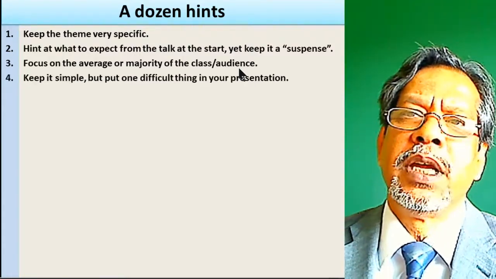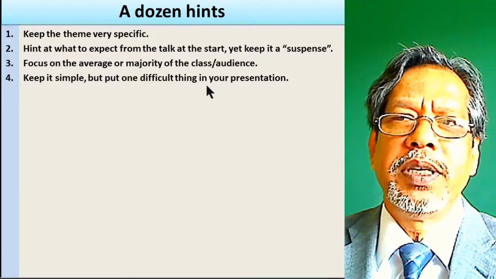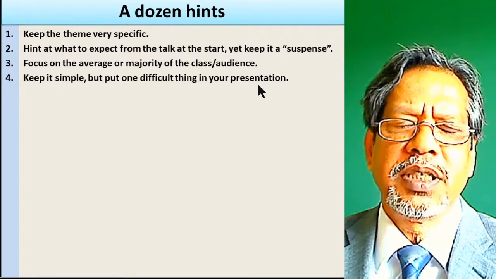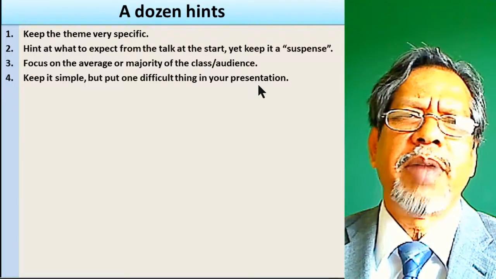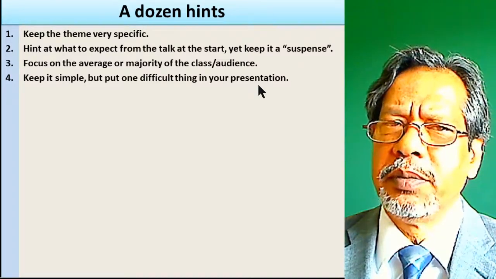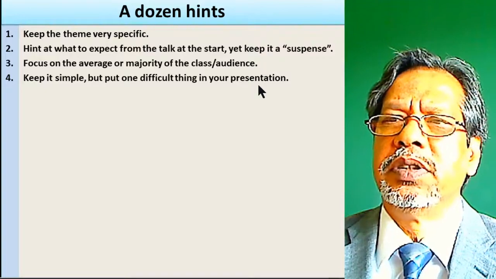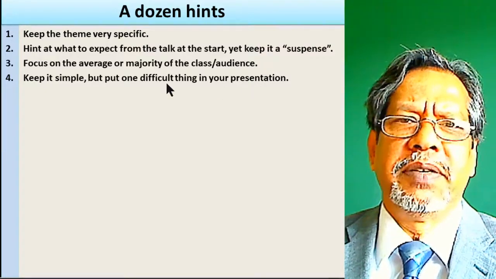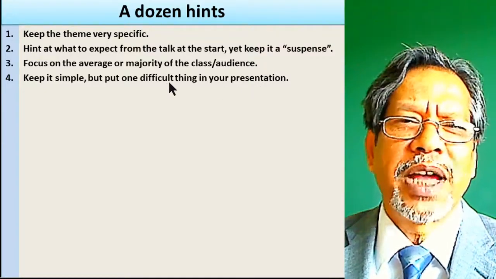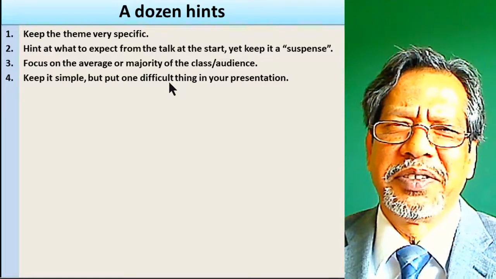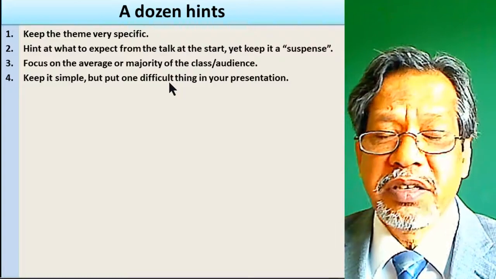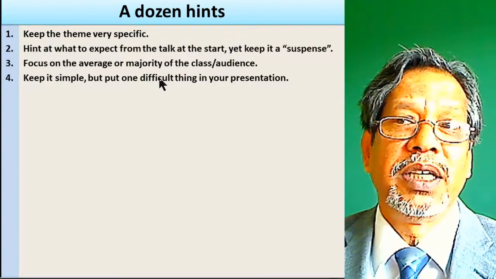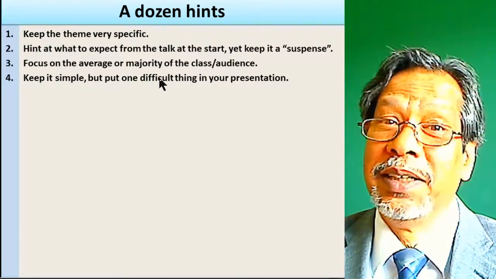Okay? Keep it simple, but put in one difficult thing in your presentation. Keep it somewhat simple. Very complicated matters can be expressed in simpler terms. Okay, it's possible. But keep something difficult so that people don't take it too casually. Oh, what did he say? Oh, it's nothing new. That's the attitude a large number of people have. You cannot change it. So keep something difficult so that they know that it's not that easy.